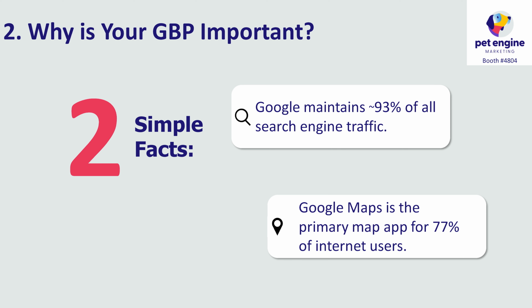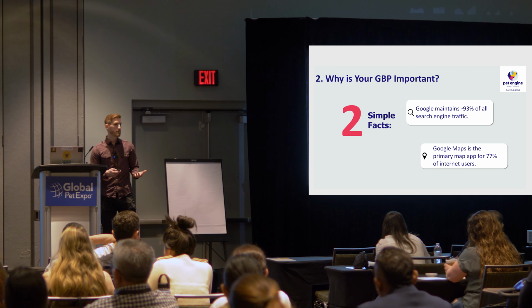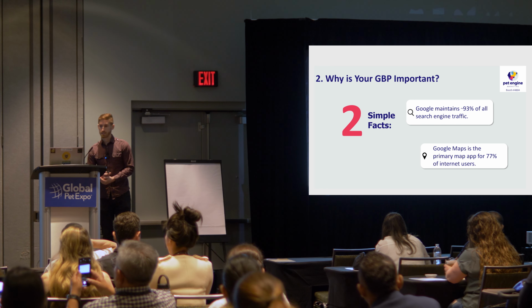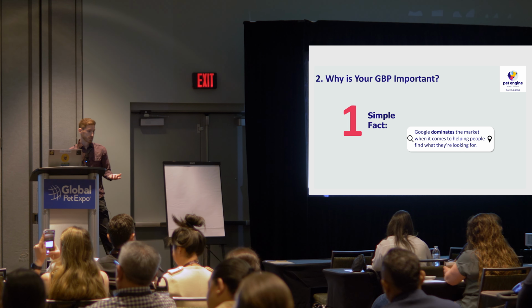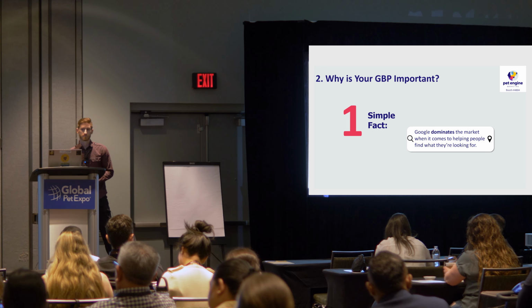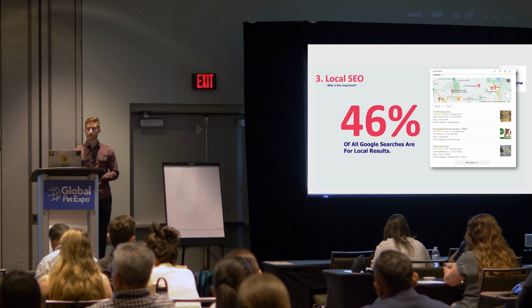Why is any of this important beyond all of that? Well, there are two simple facts that I want to share with you about Google. It maintains about 93% of all search engine traffic and is the primary map app for 77% of internet users. Drill that down into the fact that Google is really dominating the search engine market when it comes to helping people find what they're looking for. Almost half of total searches are for local searches, right?